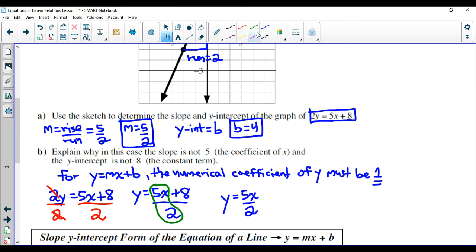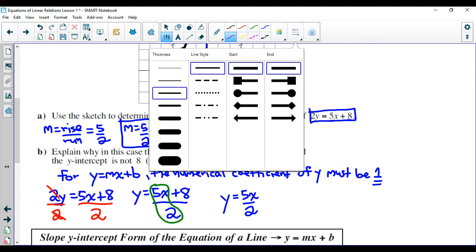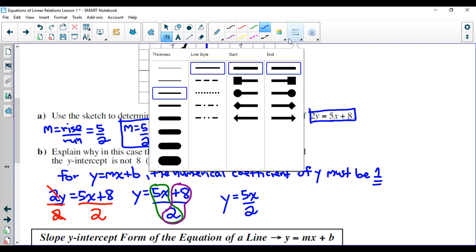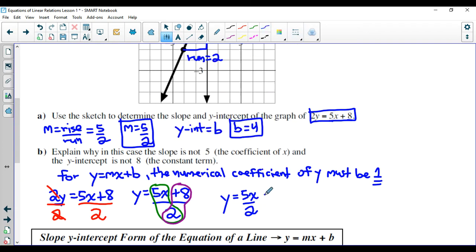To get the second fraction, you can take this part of the numerator and divide by that same denominator. So this would then be plus 8 over 2. Now let's try to reduce a little bit. So this would then turn into y is equal to, well, 5 over 2 doesn't reduce, 5 over 2x plus 4. This is now in the proper format. So this is now in the format y is equal to mx plus b.